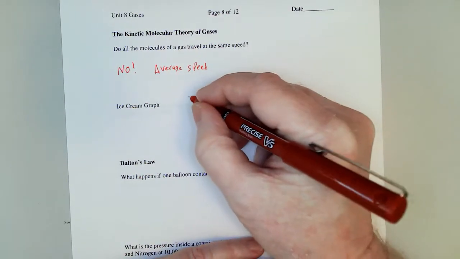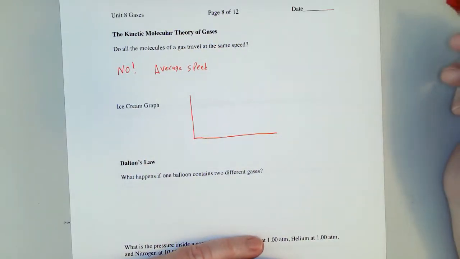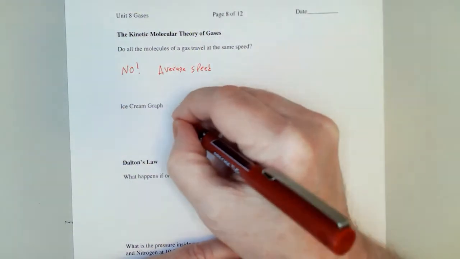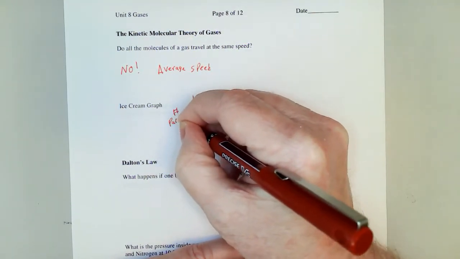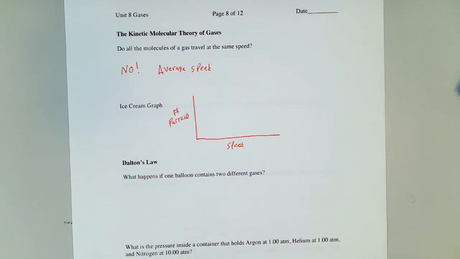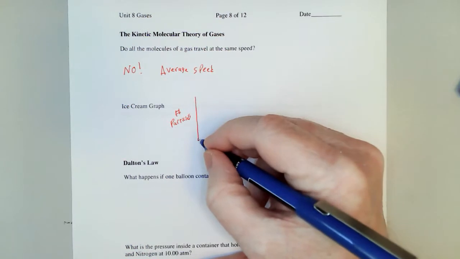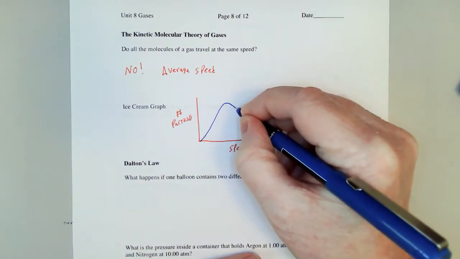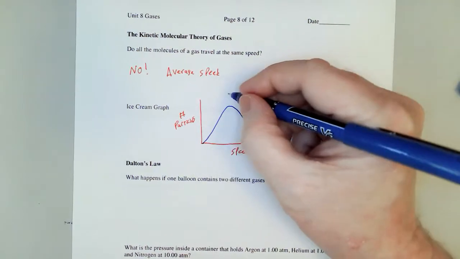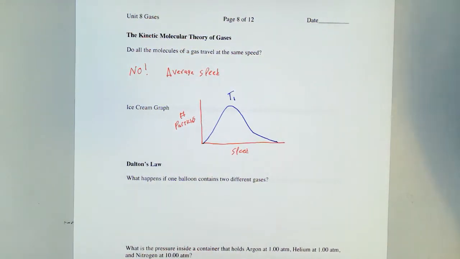Now, the ice cream graph. The ice cream graph, that's not a technical name. Sorry. Okay, so we're going to do a plot here. Now we're going to put speed on this axis, and we're going to put the number of particles on that axis. Well, they're on the y. Now, let's imagine at first that our balloon is at a relatively low temperature, like room temperature. We're going to get a distribution of velocities that looks something like that. Okay? And we'll say that's at T1. Now, I've drawn it in blue because it's the cooler temperature.